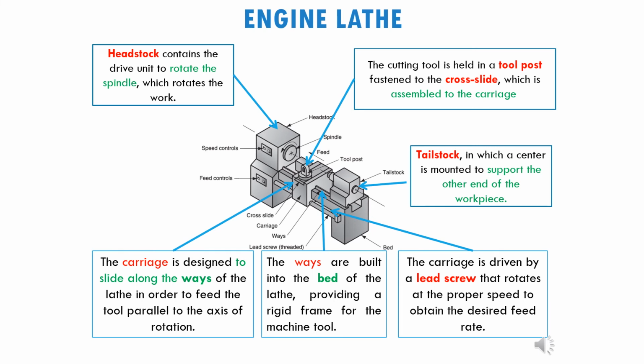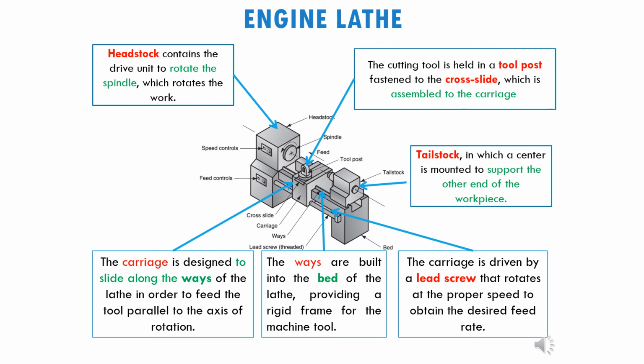Okay, so and then the cutting tool is held on the tool post fastened to the cross slide, which is assembled to the carriage. And then we have carriage. Carriage is designed to slide along the lathe so that we will be able to move the tool to the front and then going back. Okay, and then we have tailstock. Tailstock is the center to mount and to support the other end of the workpiece. If you use a long workpiece, then you can use the tailstock.